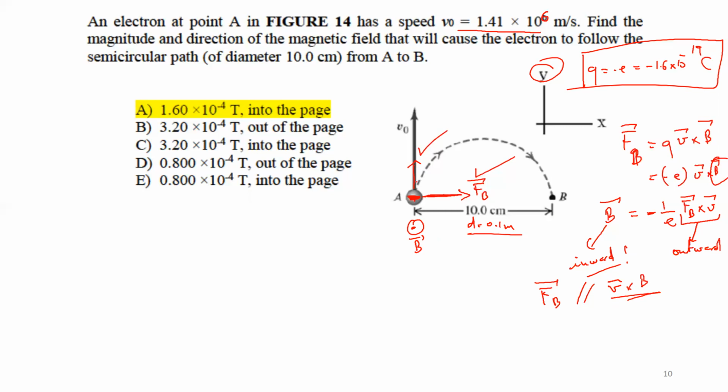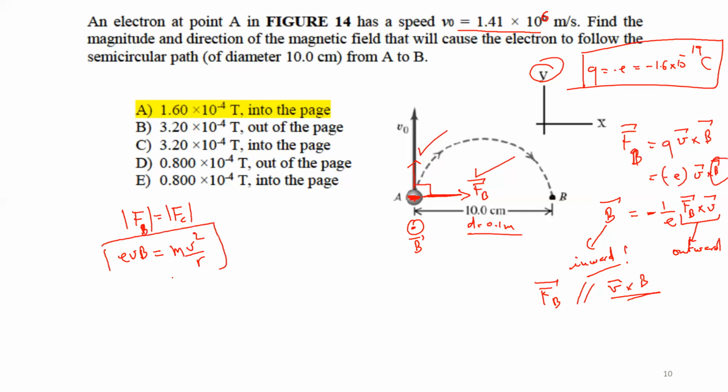Now how to get the magnitude? Easy. I know that the magnetic force here will play the role of my centripetal force. So the magnetic force has a magnitude EVB sine the angle between V and B. Here sine 90 degrees, which is 1. So I just have EVB, and this should be equal to the centripetal force, which is mv squared over r.